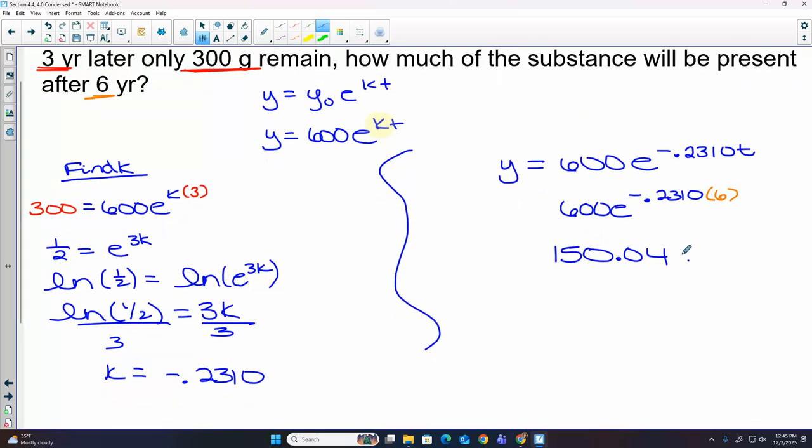So I get 150.04 grams, or if you said 150 grams. I'm pretty generous with the rounding on this one. All right. Are these okay?